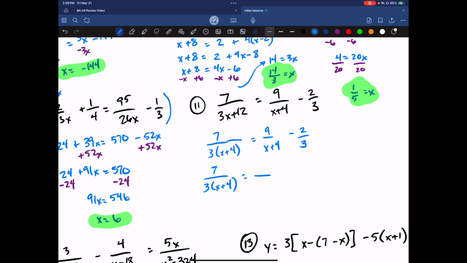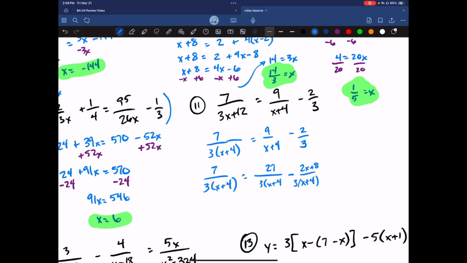All right, I need a 3 here. Well, what do we do at the top? Where do we do the bottom? You do the top. So 3 times 9 is 27. And then you need an x plus 4 here. Okay, and so that's going to be minus 2x plus 8.